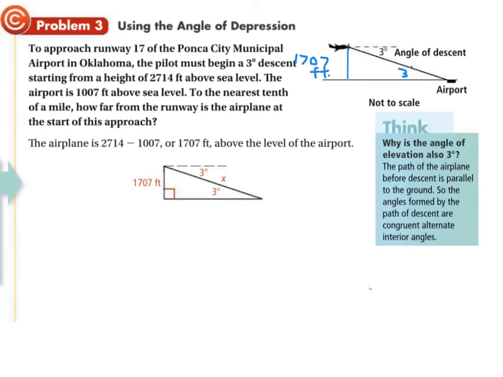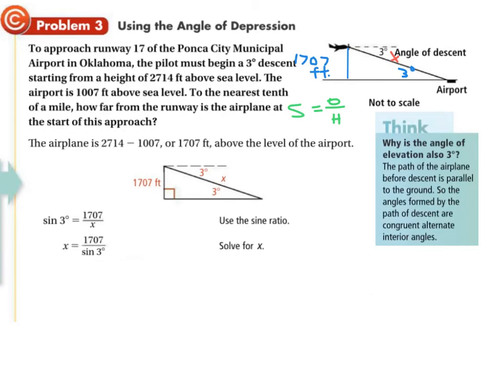There you go. Sorry, taking a second. So what else do we know? Well, what we want to know is this distance here along the hypotenuse. So compared to this angle, we have the opposite side, and we're looking for the hypotenuse. Opposite and hypotenuse. Sine. So, sine of 3 degrees is 1,707, the opposite side, over x, the hypotenuse.